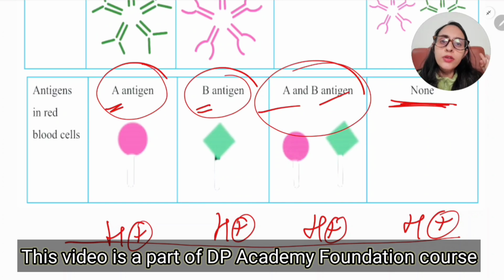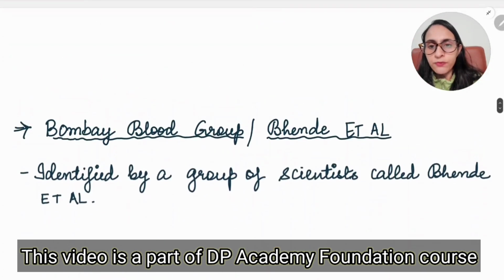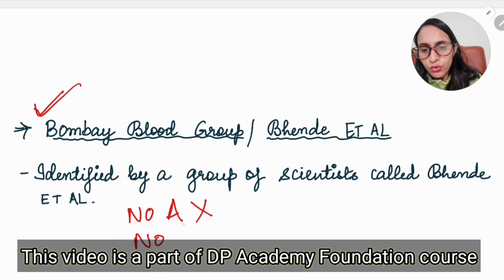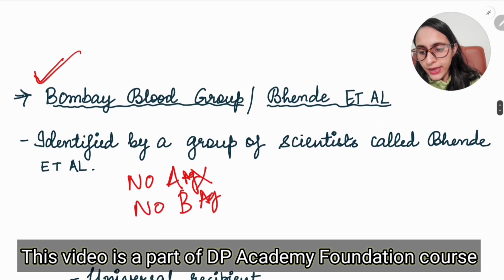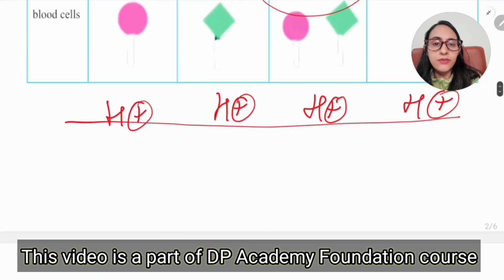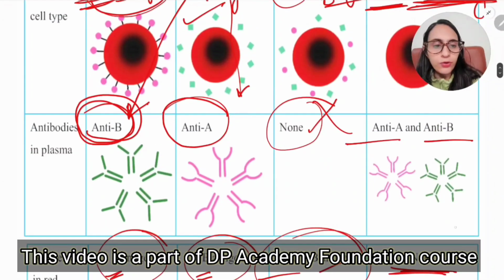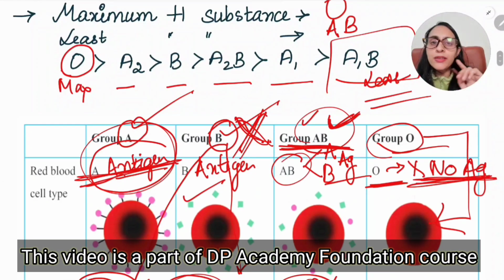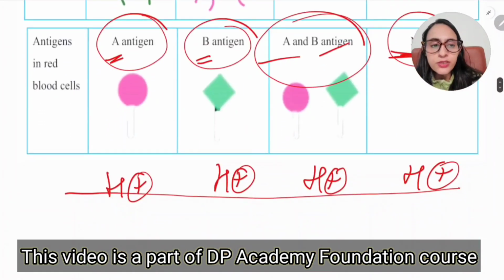Now let's talk about the other blood grouping systems. The first one in the other category is the Bombay blood group system. Bombay blood group has no A antigen, no B antigen, or any other antigen. But if you remember, blood group O has no antigen too. But this Bombay group, we cannot say it is an O blood group. Why can we not say it is an O blood group?